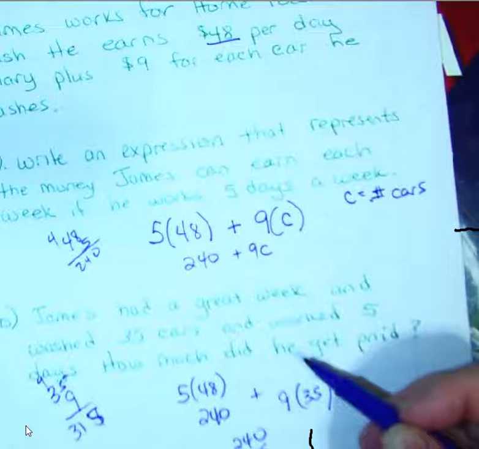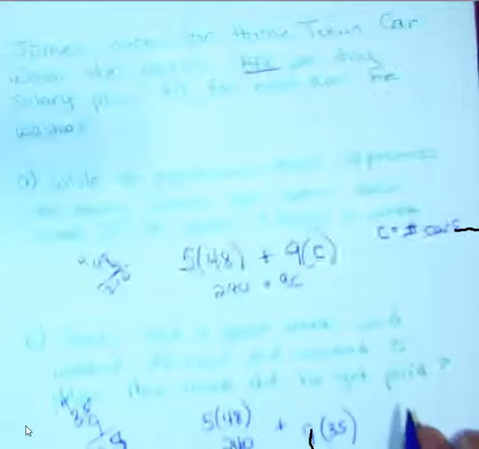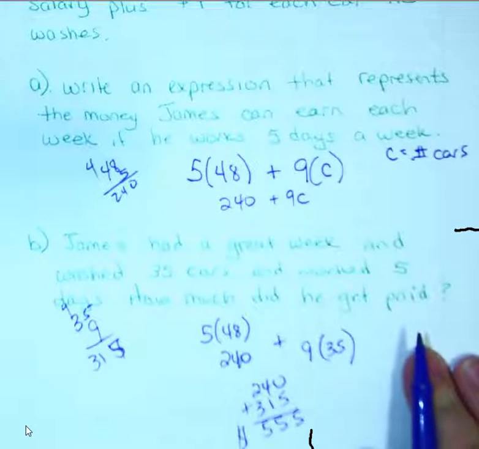All right? 27 plus 4. Okay. So he made 555 that week. That would be that answer. Okay? If you think my math is wrong, then just let me know, but I think that should be right.